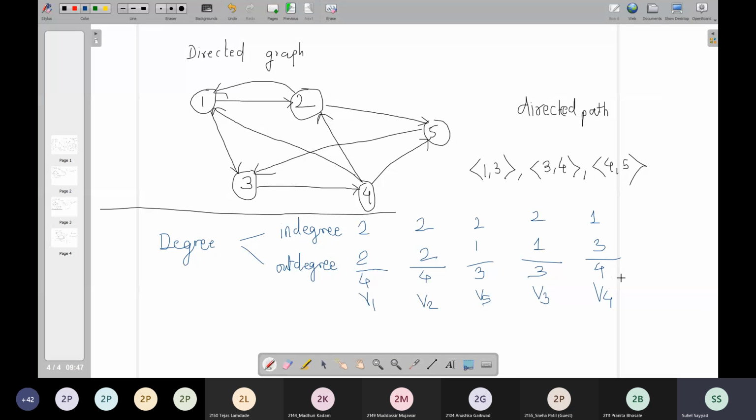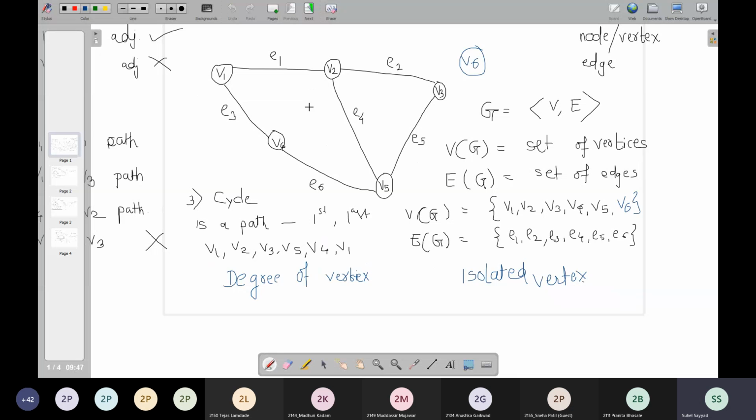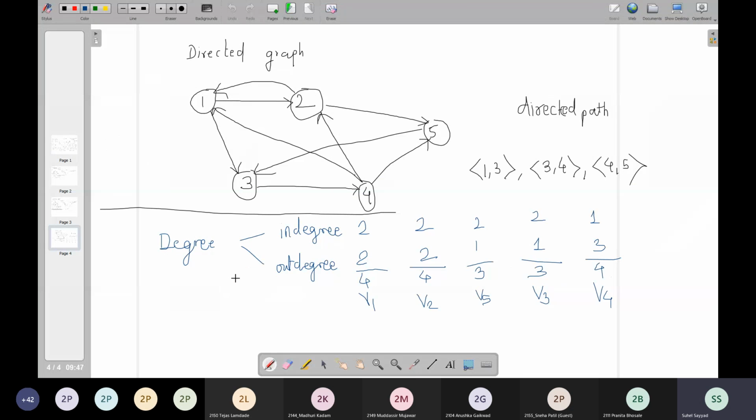Correct. So I hope all of you have now understood the concept of degree in a directed graph and an undirected graph. In an undirected graph, we don't have any directions associated, so it is only about the edges. There is no in degree, out degree concept over here. But in a directed graph, we have two components, in degree and out degree, and the addition of these two gives you the final degree for that particular node. Is it clear?